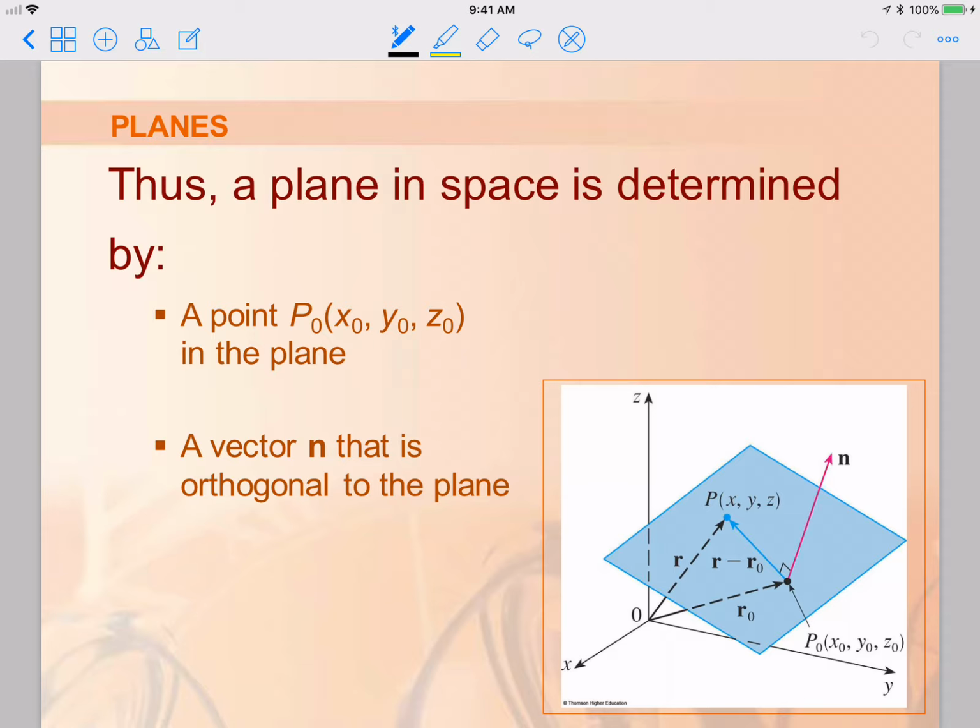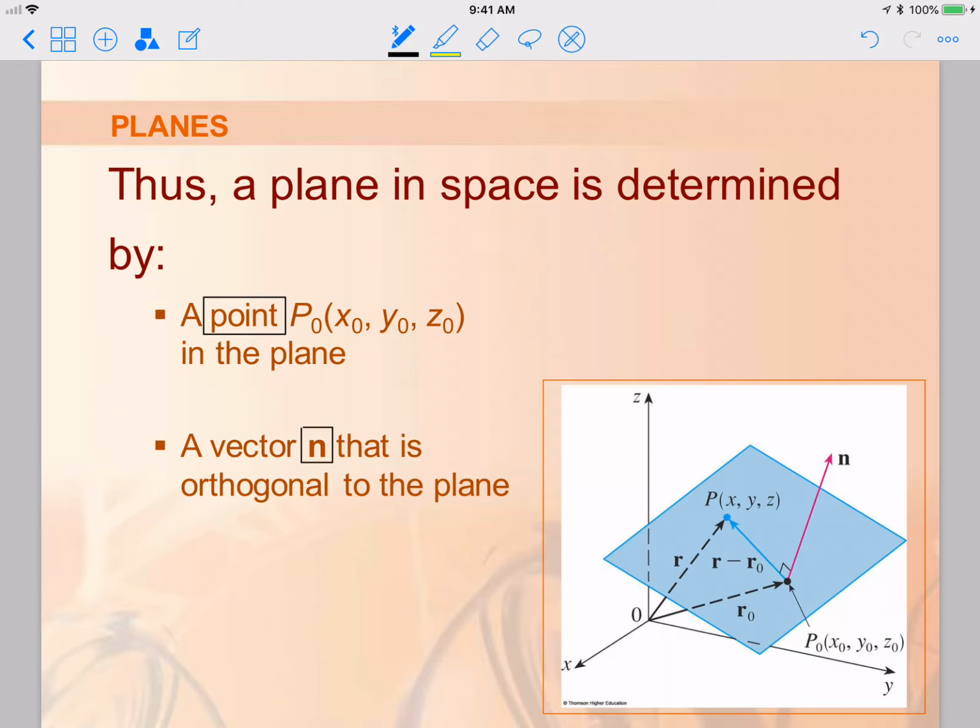Okay, now let's talk about planes. The first thing to note is that we'll need two pieces of information to determine the equation of a plane in 3D space. First, you need a point that is in the plane. And the second thing you need is a normal vector.